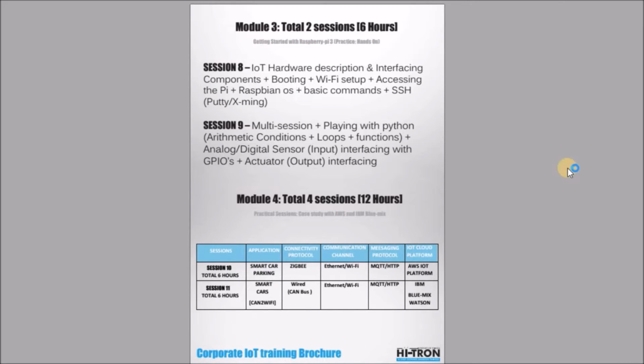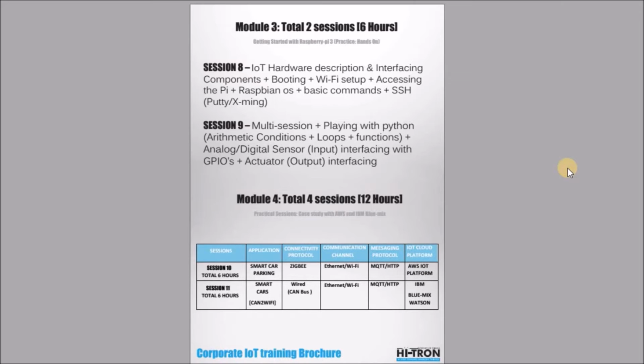So this will be a kind of advanced part of using the AWS cloud platform. Now session number 11, which will again be 6 hours, where we will be using the same Raspberry Pi and establishing the communication with IBM Bluemix. It's a very famous IoT platform compared to other IoT cloud platforms.